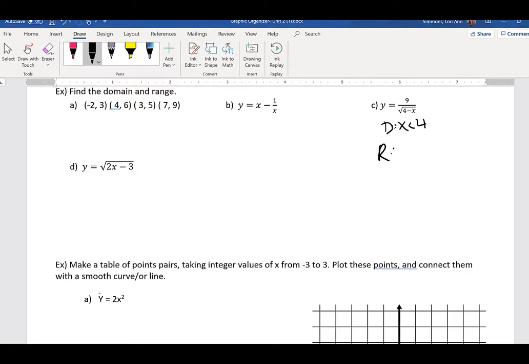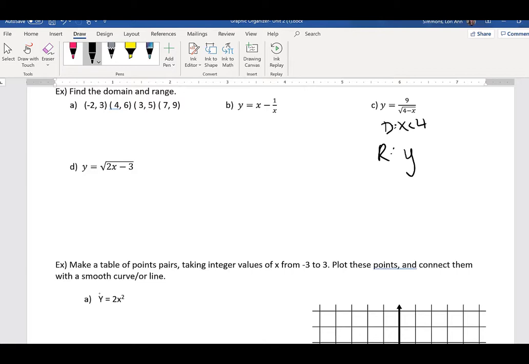So we have a positive 9 up here, and we take the square root, that has to be positive. So would our range ever be negative? No, because we have a positive divided by a positive number. So our range can't be negative. Can it be 0? No, no matter what value you put in here, you're going to have 9 divided by a number. So that will never be 0.